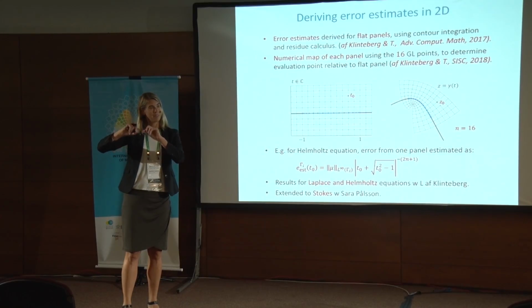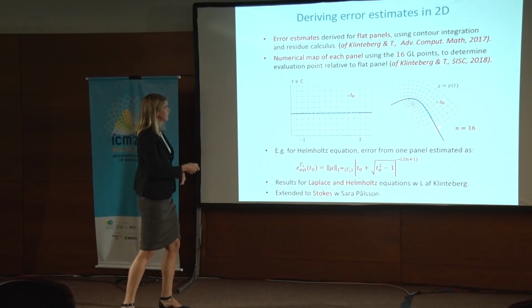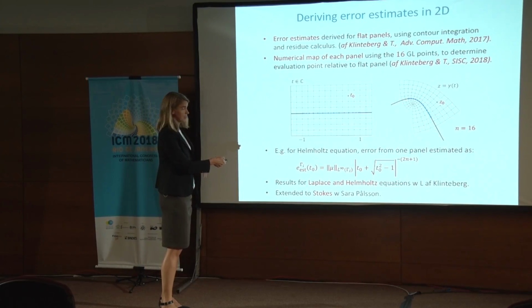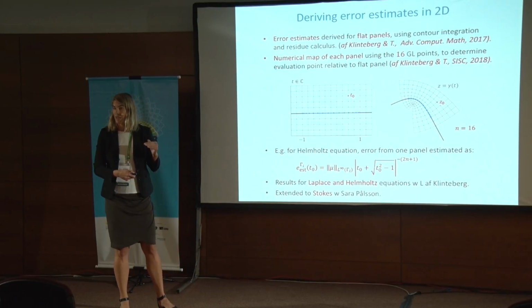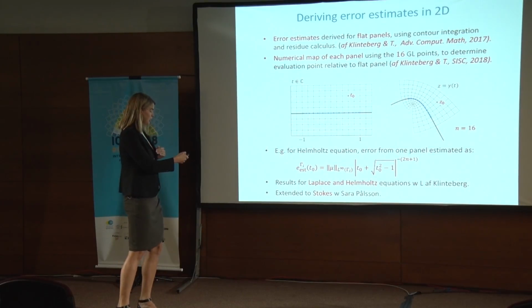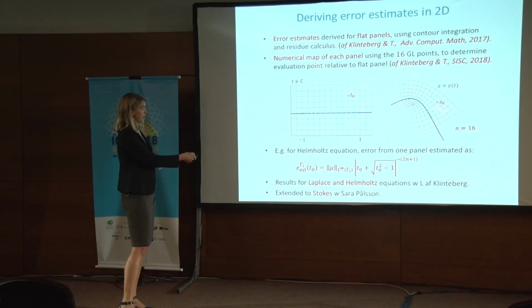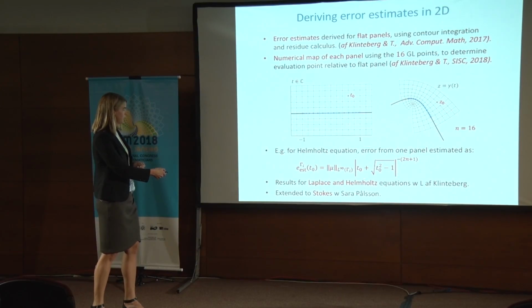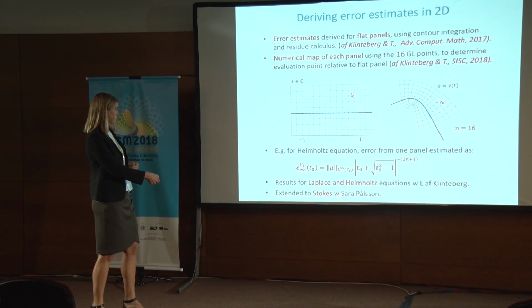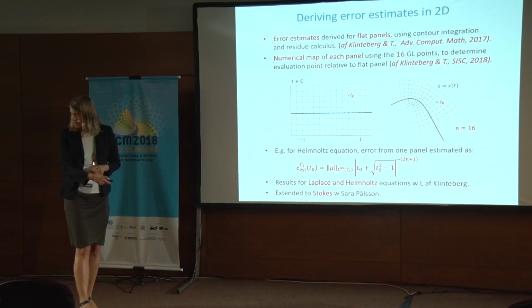But then we said, OK, but let's do it more carefully. And we really constructed a numerical map with these 16 points that we have on a panel to the 16 points that we have here. And once we have defined that map, we can say, if we have a certain evaluation point here, what evaluation point it would correspond to here. And then we would plug it in to the estimate that we have for a flat panel. So it's a combination, because normally we don't have this parameterized. We'd have to do this numerically and then use this estimate. And this was done with Ludwig Klinteberg, most of the work, and then we've also recently extended it to Stokes equation with Sarah Poisson.